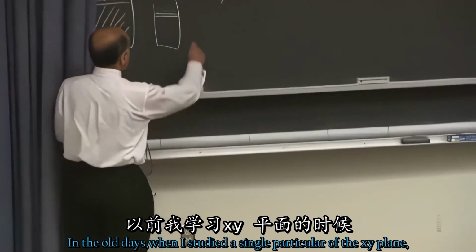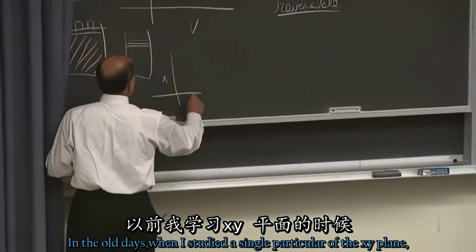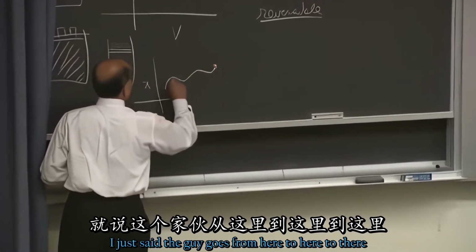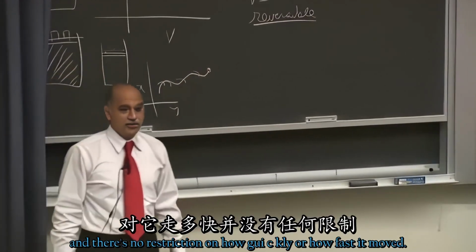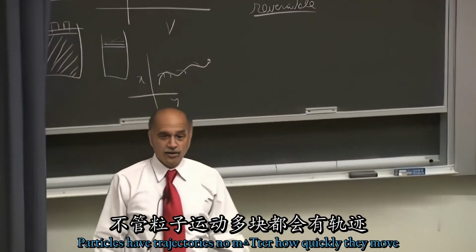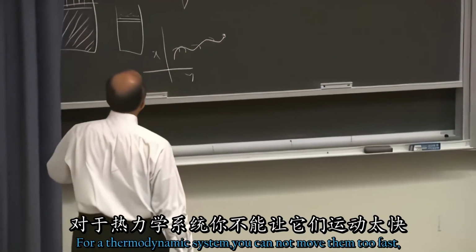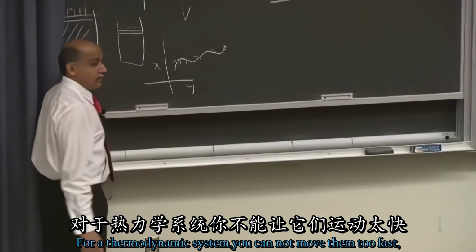In the old days, when I studied a single particle in the xy plane, I just said the guy goes from here to there. That's very easy to study, and there is no restriction on how quickly or how fast it moves. Particles have trajectories no matter how quickly they move. For a thermodynamic system, you cannot move them too fast.